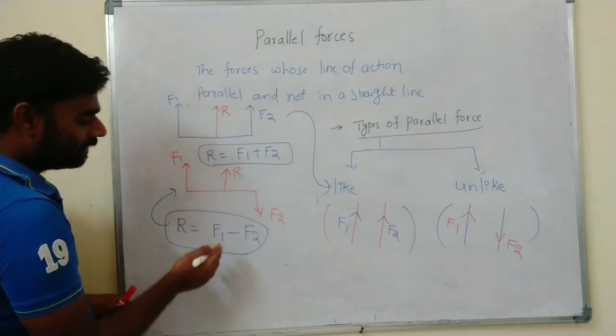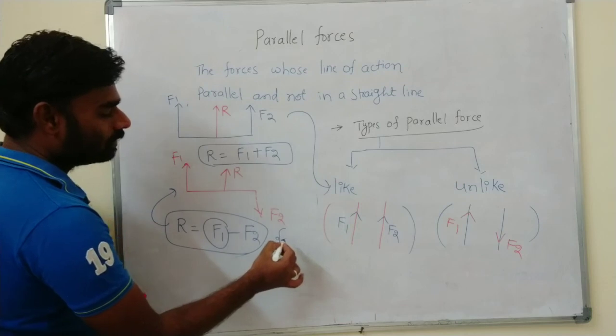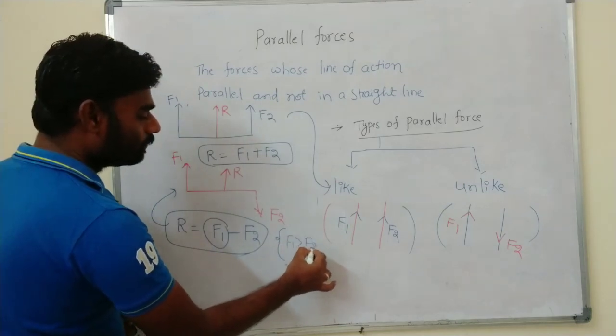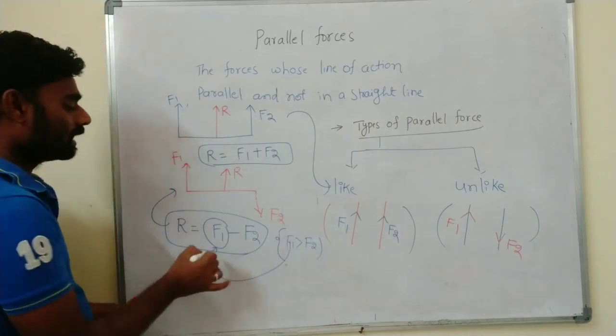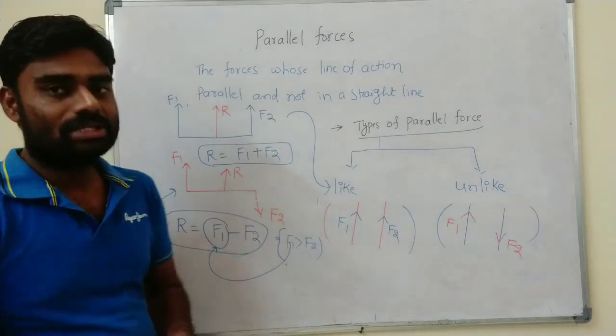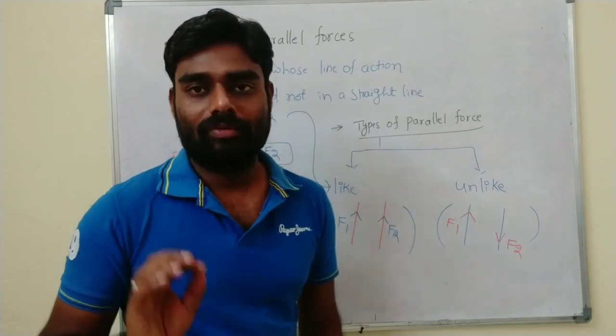Why are we considering F1 first? Because now I am taking F1 greater than F2. F1 is greater than F2. So that's why I have taken F1 minus F2. Clear? So these two are the resultants of like and unlike parallel forces.